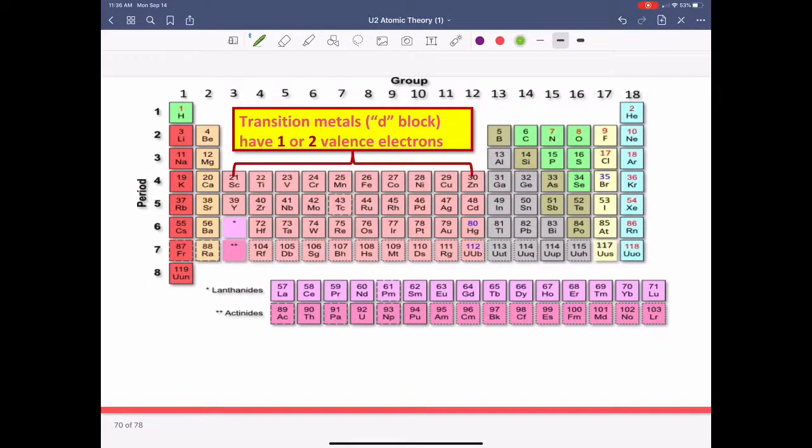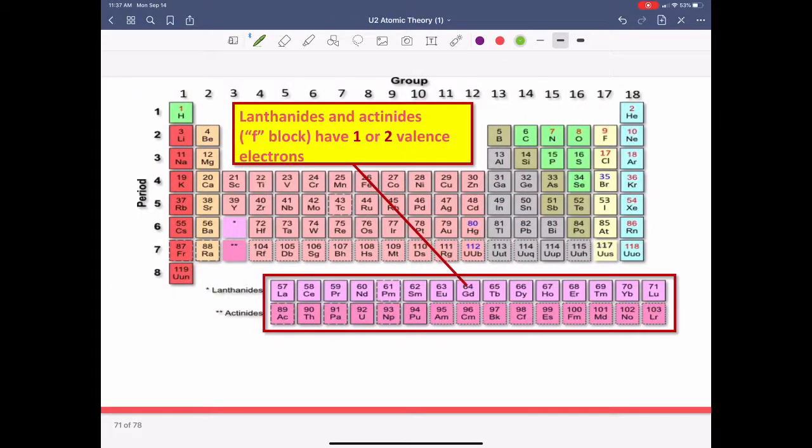Then when we look at our transition metals, they can have 1 or 2 valence electrons. It kind of varies. We will always be given that. I will never ask you the number of valence electrons a certain element in the transition metals has. You will always be given it. So transition metals vary, 1 or 2 valence electrons, and so do the lanthanides and actinides. Remember, those come out of your transition metals. So those, just like transition metals, have 1 or 2 valence electrons.